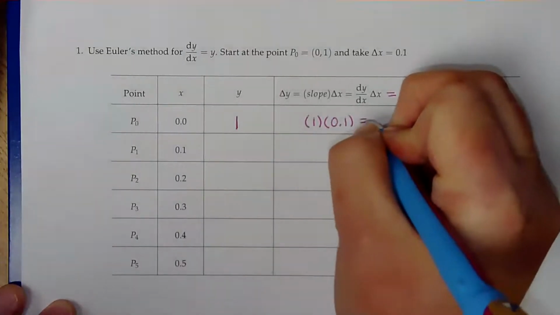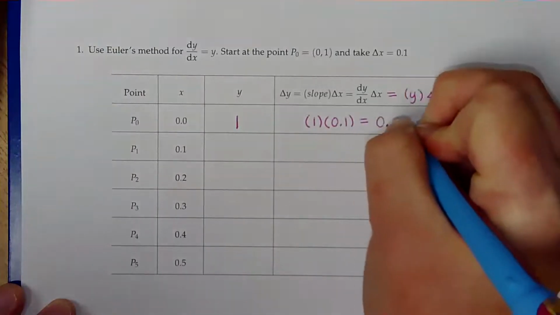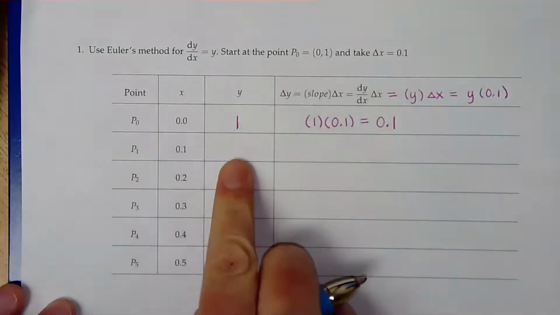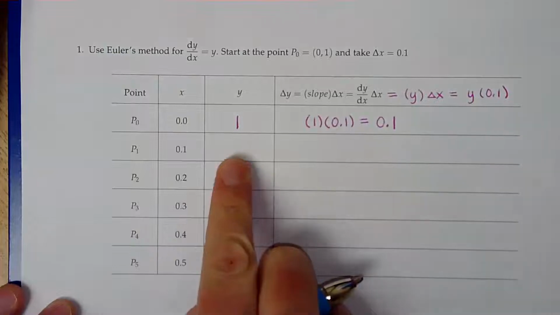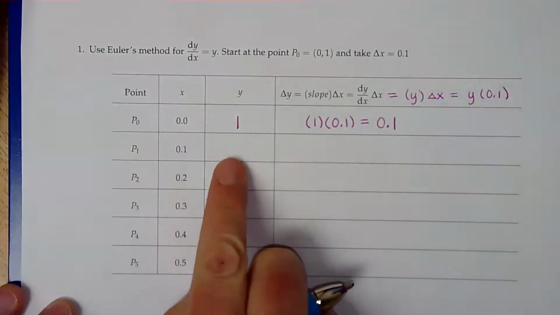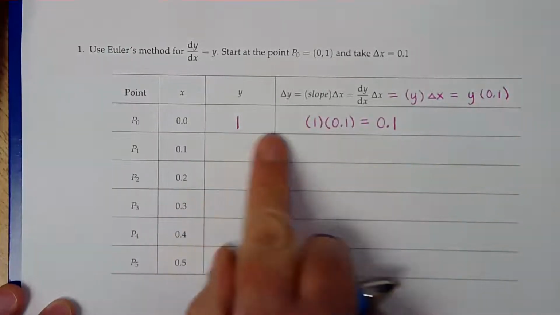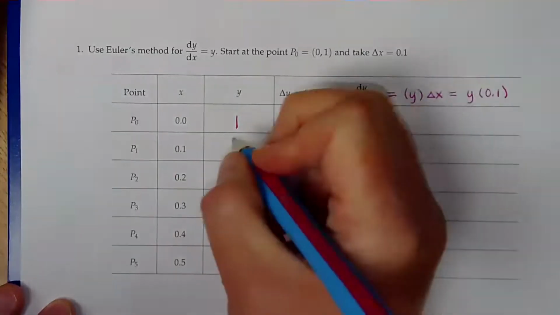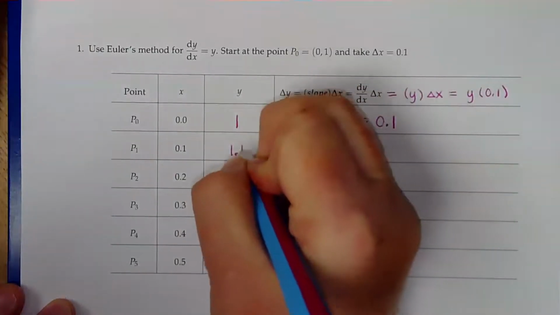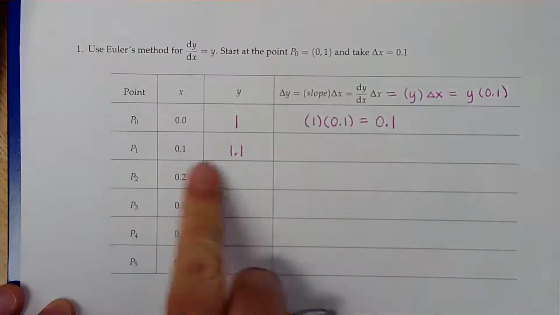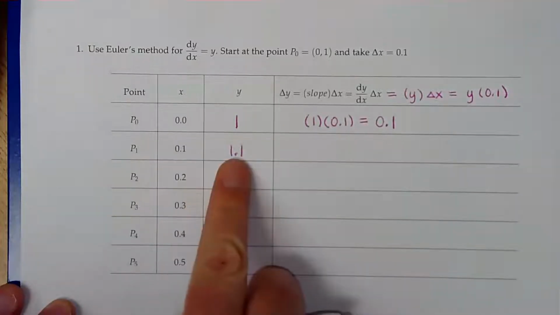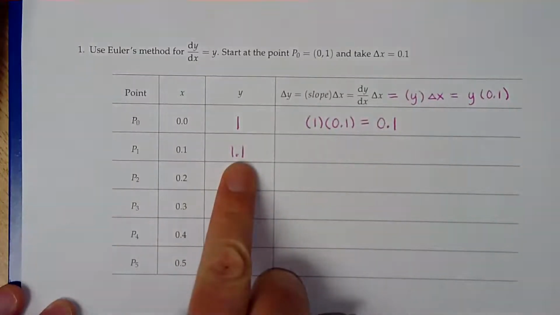And that's going to give me 0.1. And to get my new y value, this point is going to be 0.1 comma whatever this y value is. I'm going to take this y and add this delta y. So that gives me 1.1. So here's my first point, (0.1, 1.1).